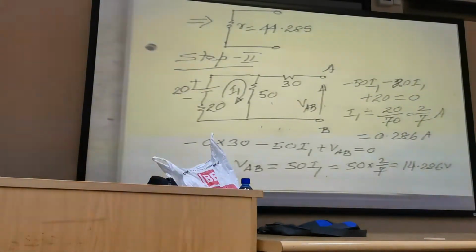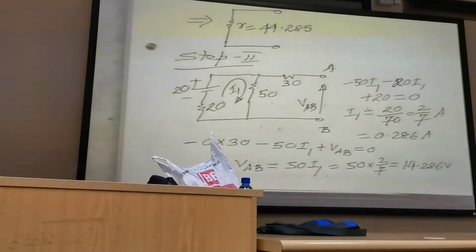The current here flows like this. Minus 30. Okay, I'll again explain voltage drop and rise, and then I'll explain that.